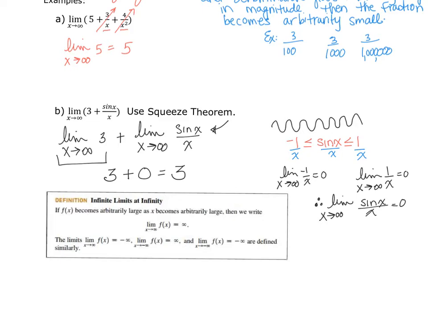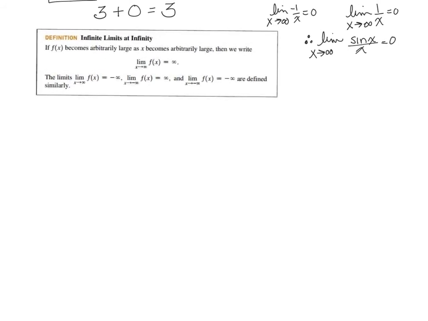Okay, what if we have a function that, as x grows arbitrarily large or arbitrarily small, the function values also grow arbitrarily large or arbitrarily small? Well, we call that an infinite limit at infinity, and it looks just like this. The limit as x approaches infinity of a function equals infinity. And of course, we could change the infinity to a minus infinity. All of those are defined analogously.